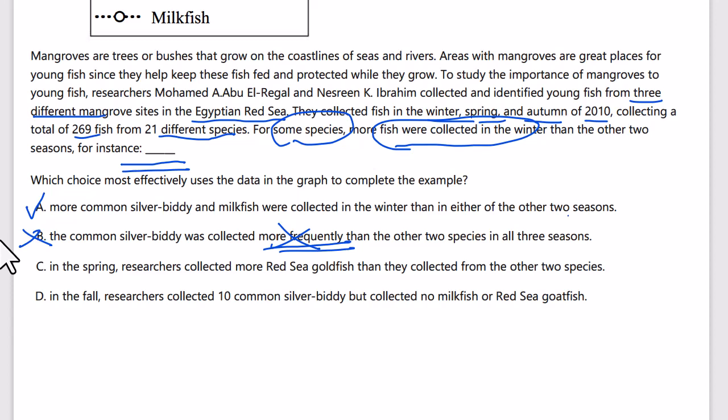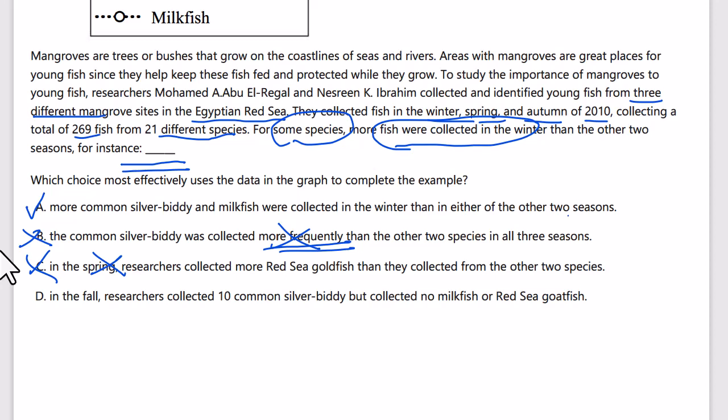In the spring, researchers collected more Red Sea goatfish. So wait, more in the spring? We don't care about that. That's irrelevant to our idea, okay? So B is not actually accurate according to the data because the chart doesn't tell us anything about that. C is perhaps accurate, but it's just not relevant.